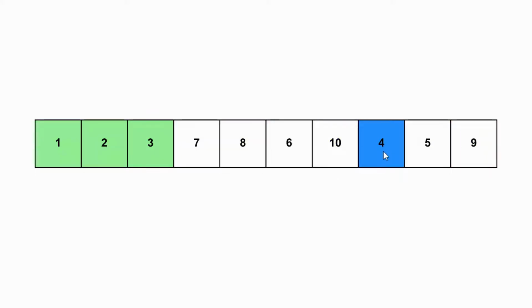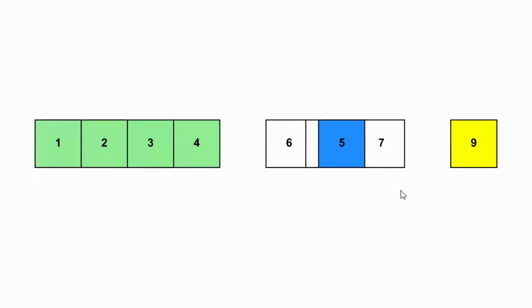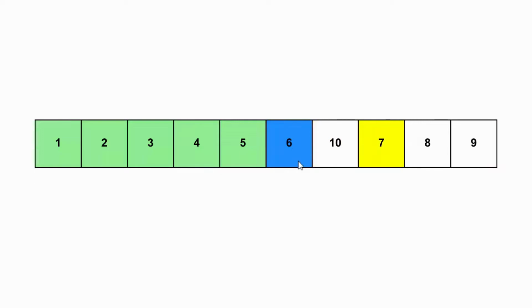And 4. And 5. And 6 is already in its place, so we don't do anything. And now it's 7, and then 8. And then we swap these last ones. So now the array has been entirely sorted.